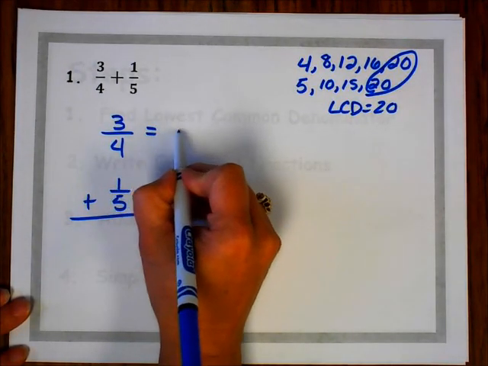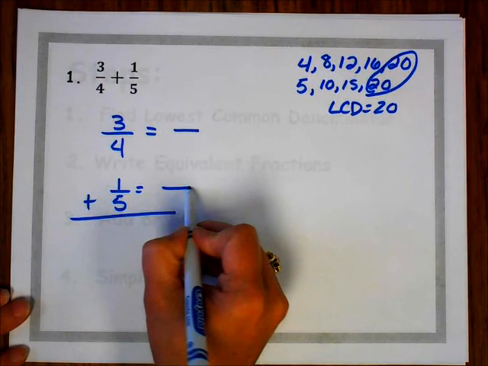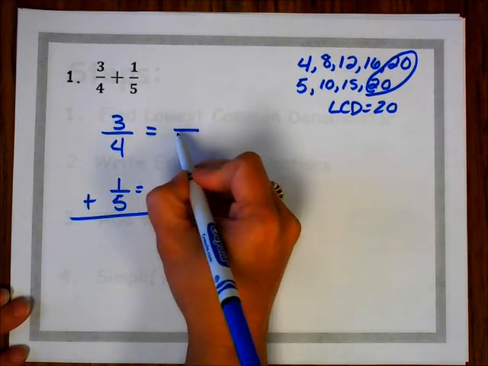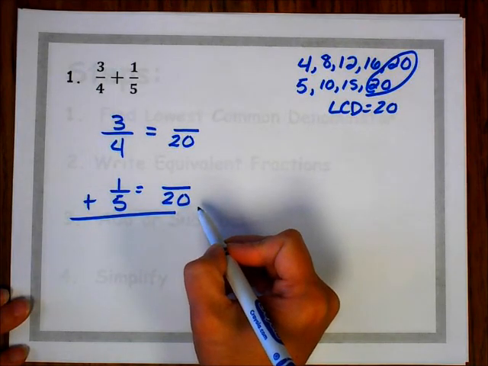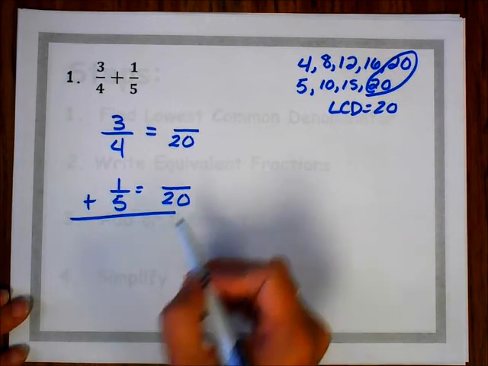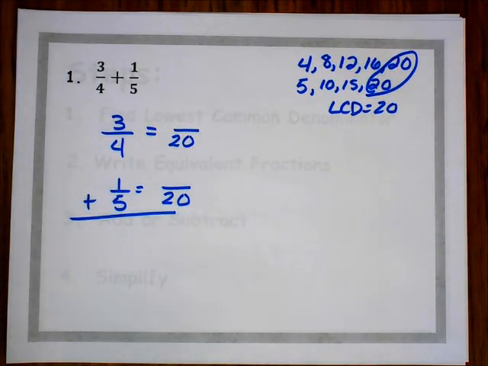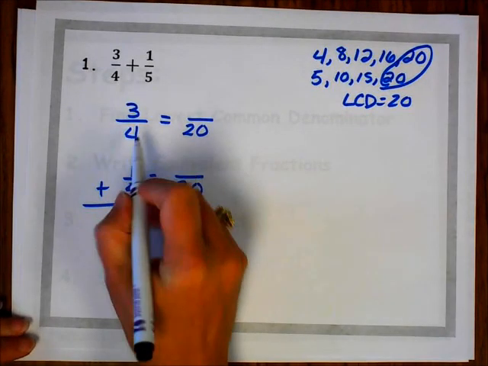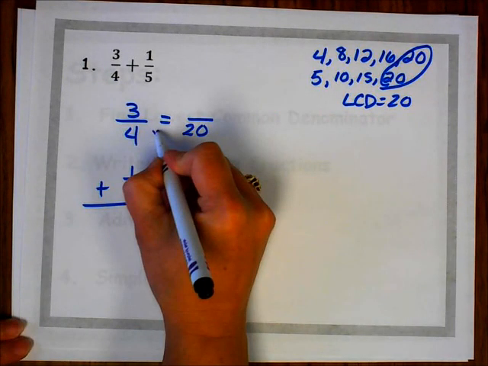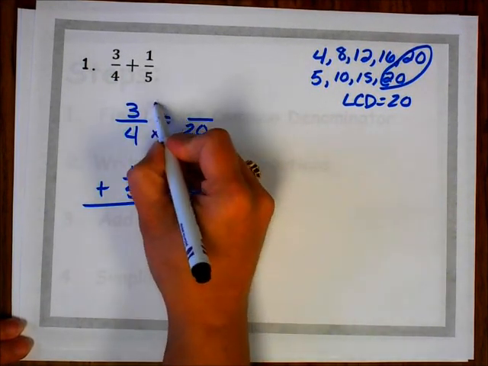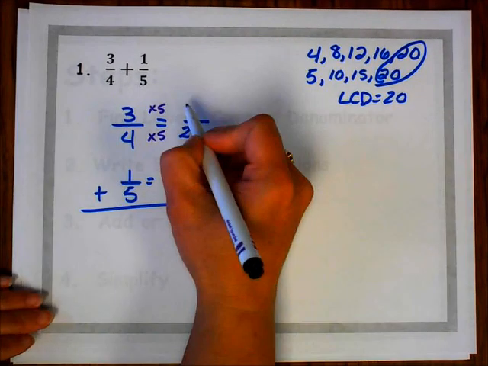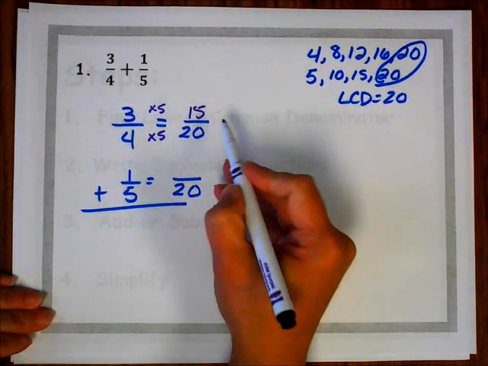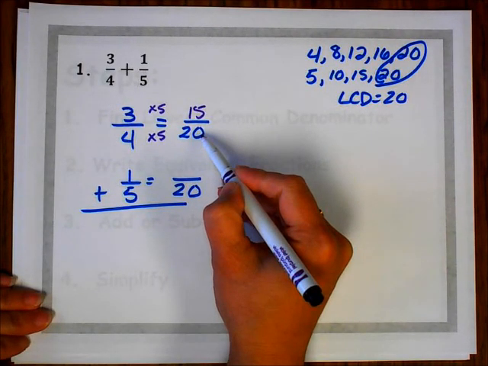So next to each fraction, I'm going to put an equal sign and a fraction bar, and I'm going to list my common denominator. This is the exact same step that we did when we were putting fractions in order. So now I need to find my equivalent fractions. I know that 4 times 5 is 20. So I have to multiply the numerator by the same thing. 3 times 5 is 15. So 3/4 and 15/20 are equivalent.